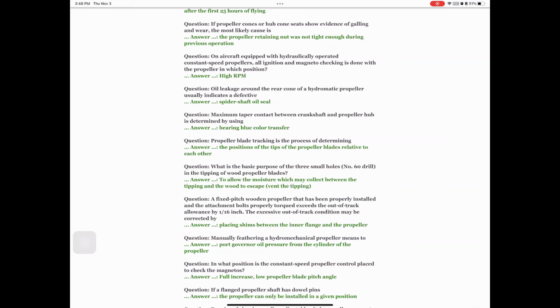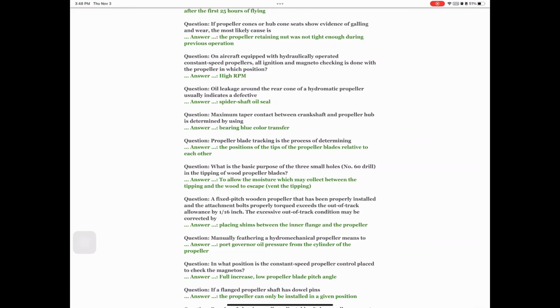Question. A fixed pitch wooden propeller that has been properly installed and the attachment bolts properly torqued exceeds the out-of-track allowance by 1/16 inch. The excessive out-of-track condition may be corrected by? Answer. Placing shims between the inner flange and the propeller. Question. Manually feathering a hydromechanical propeller means to? Answer. Port governor oil pressure from the cylinder of the propeller.